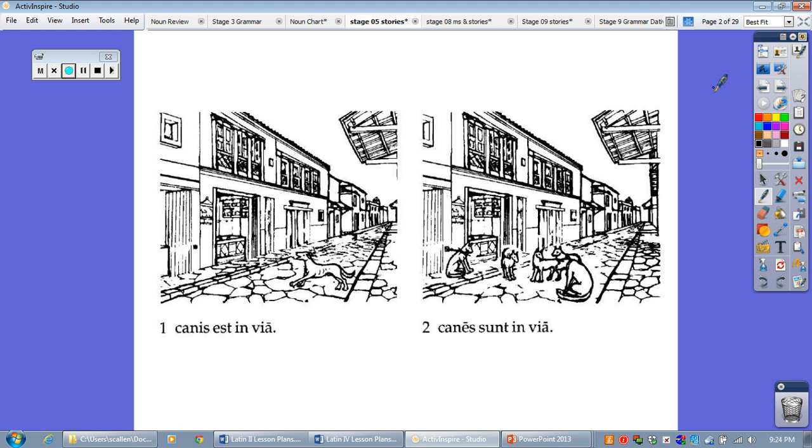And of course, we always want to pronounce Latin before we dive in and try to figure out its meaning. So the first picture is canis est in via. And the second picture is different because you see several canes sunt in via. So you can see immediately canis versus canes. Singular canis versus plural canes. The dog is in the street. The dogs are in the street.